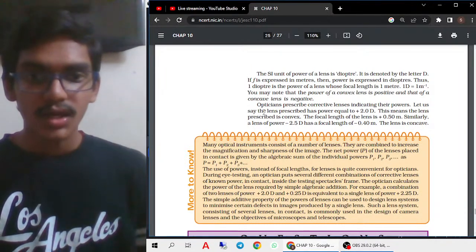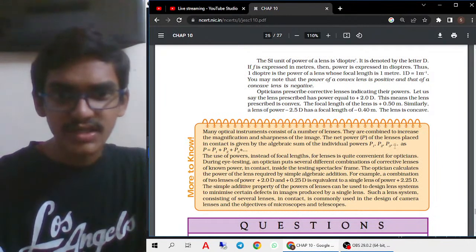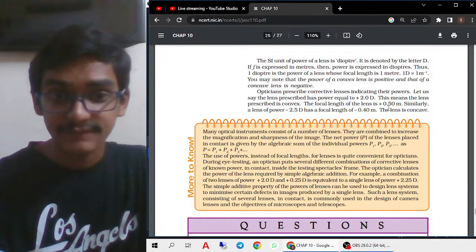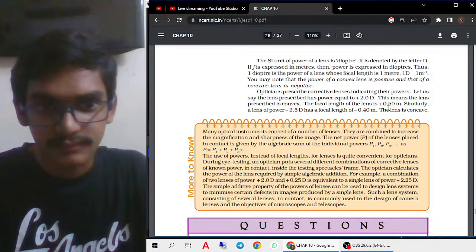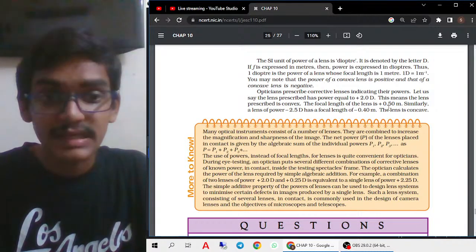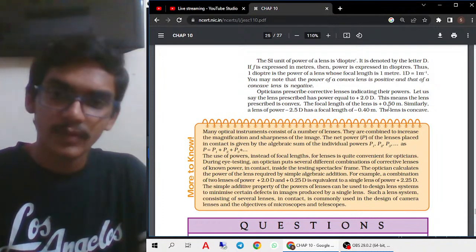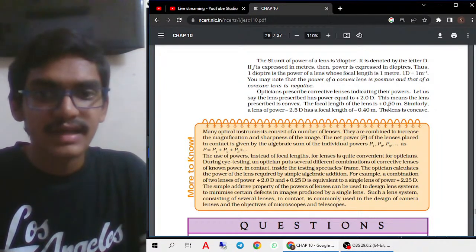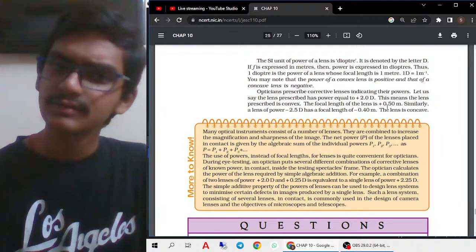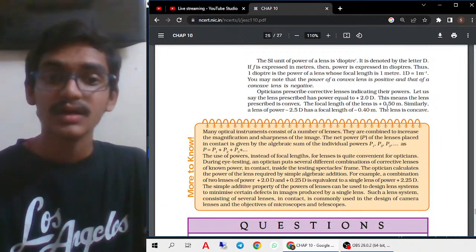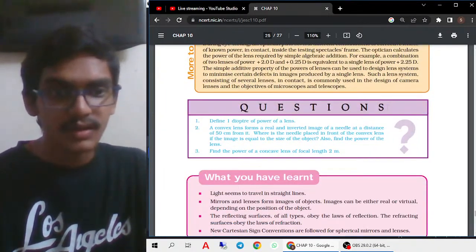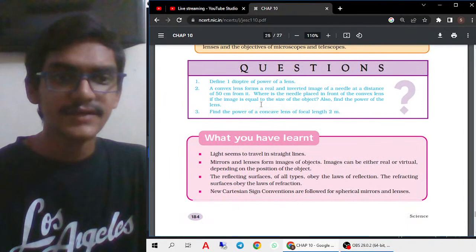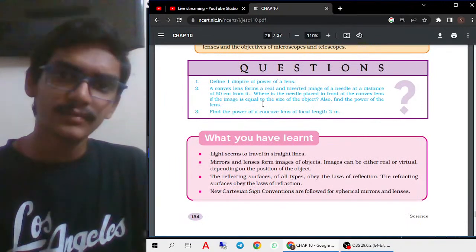Now, if you see here, it is plus 5.0. This means it is convex, and the focal length is going to be 0.50 meters. Similarly, the power of lens is minus 2.5. Just remember it is concave, that is diverging. If it is plus, that is convex, that is a converging lens. Then, define 1 diopter. 1 diopter of the lens is the power of a lens whose focal length is 1 meter.